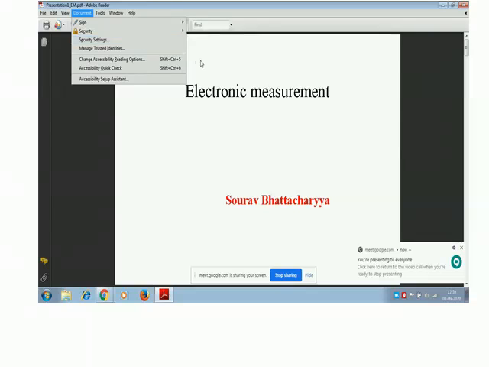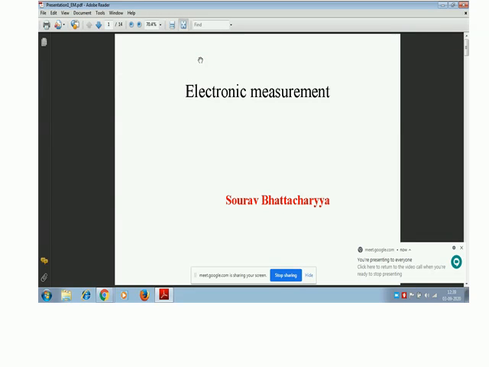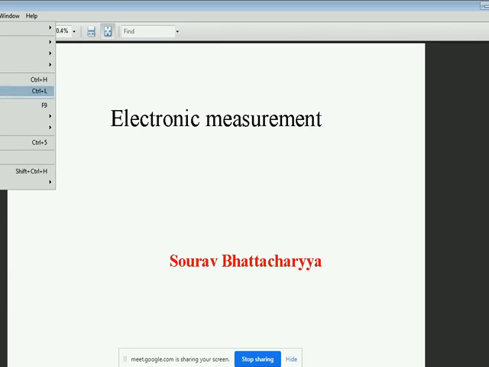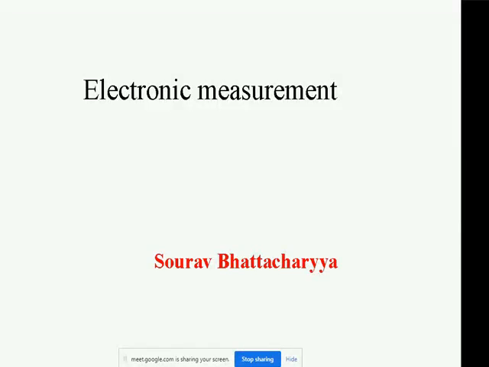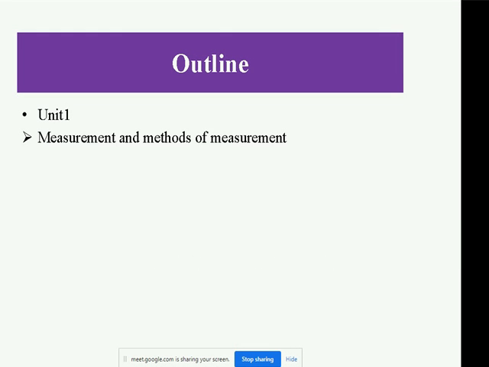In this subject you have to study the basic techniques of measurement, and I will cover your Unit 1 and Unit 2, meaning introduction to electronic measurement and the techniques of measurement, basic units of measurement, and basic types of instruments like PMMC, permanent magnet moving coil, and moving iron type instruments. Electronic measurement has the measurement and the methods of measurement.